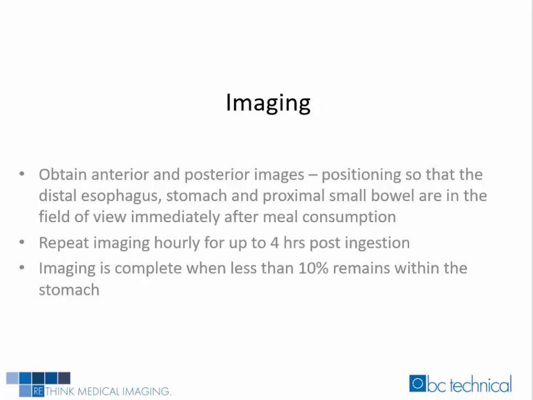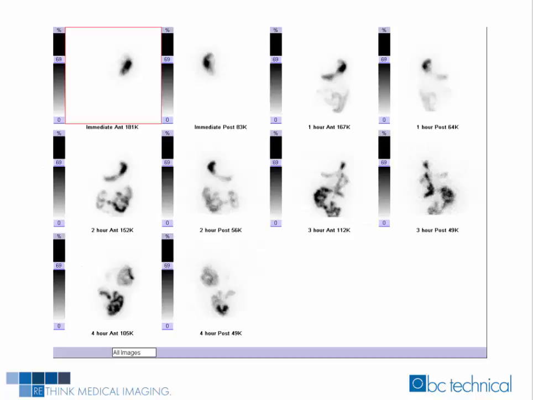During imaging, you need to obtain anterior and posterior images, positioning so that the distal esophagus, stomach, and proximal small bowel are in the field of view immediately after meal consumption. Repeat imaging hourly for up to 4 hours post-ingestion. Imaging is complete when less than 10% remains within the stomach. These images are a 4-hour gastric emptying study acquired on a large field of view dual head camera.